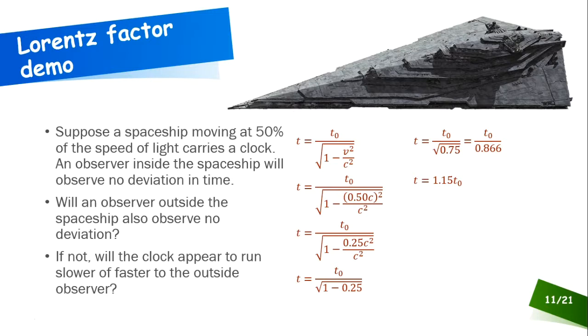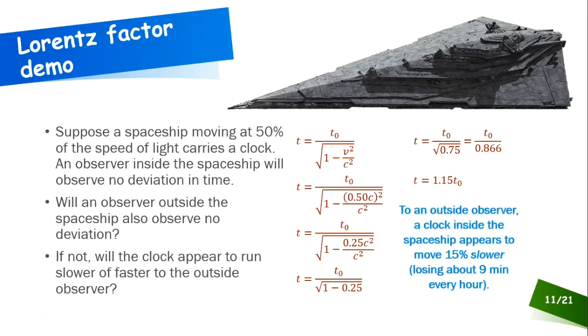So the time in the stationary frame of reference is 1.15 times the time in the moving frame of reference. So to an outside observer, the clock inside the spaceship will appear to move 15% slower. In other words, for every hour of time that passes, the clock will read 9 minutes slow. Now, this is from the perspective of an outside observer. For an observer inside the spacecraft, there's not going to be any difference of time observed.